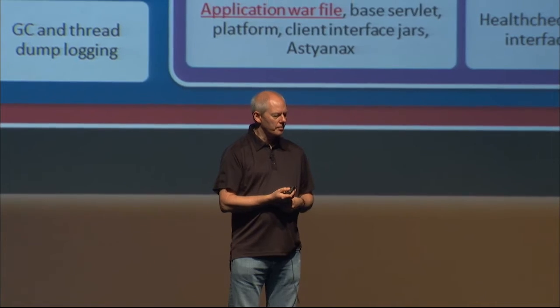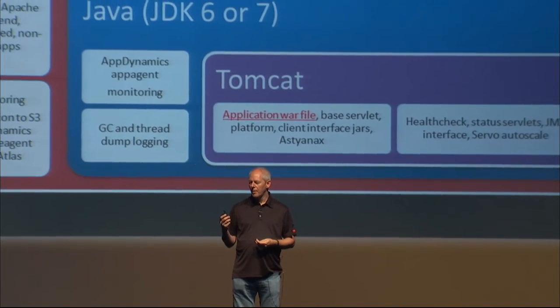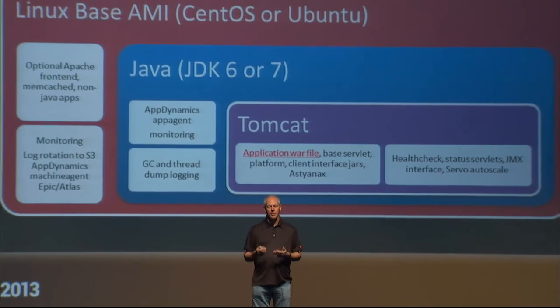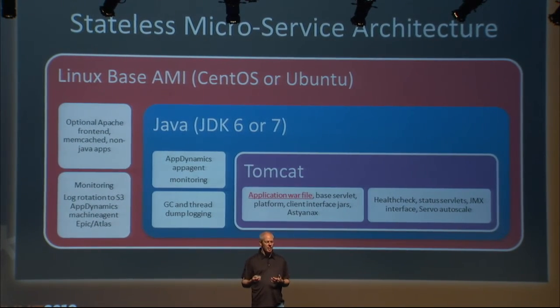There's a base AMI. We're currently in the transition from CentOS to Ubuntu. There's a copy of Java with Tomcat that consumes most of the memory on it. That's running your application and a bunch of standard packages and things that we have: a health check, status, JMX, all that kind of stuff. So this is our stateless service architecture. Most of our services are running this way.